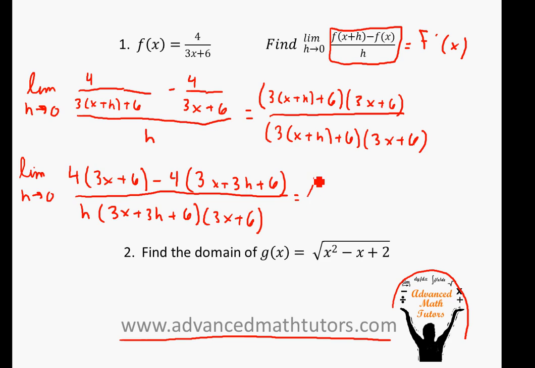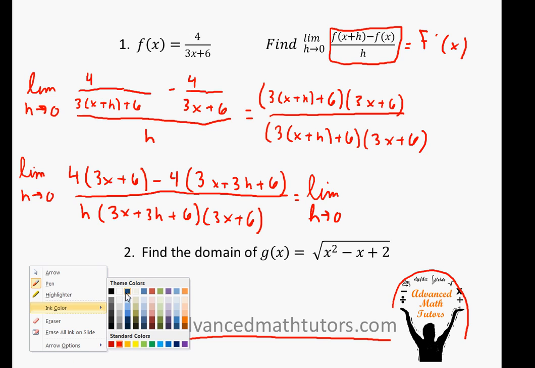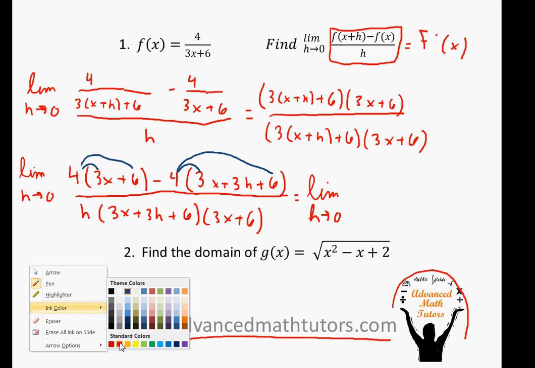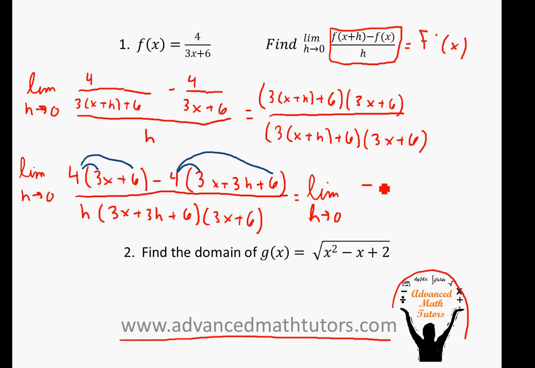And hopefully you see this, if you've been in my class or you've done a bunch of these, you know this is going to happen. 4 times 3x, let's change colors here for a second. 4 times 3x is 12x, and 4 times 6 is 24. Then we're going to get minus 12x, 4 times 3x, negative 12x, and minus 24. So the only thing that's going to be left on top is negative 4 times 3h, which is negative 12h. So let's go back to that red color. So all that's on top now is negative 12h over h times all this.